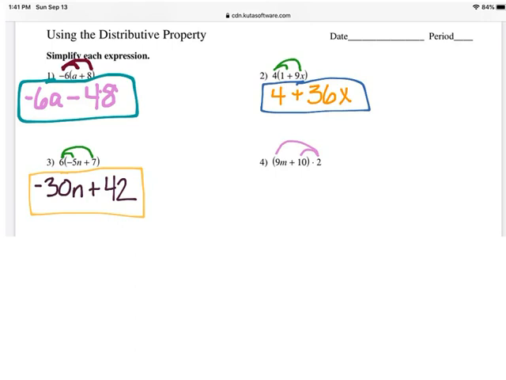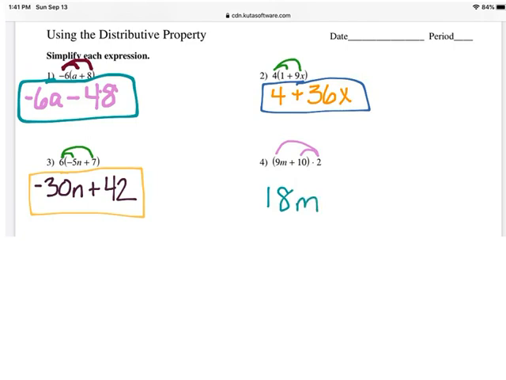The dot there, in case you're confused, is a multiplication symbol. Some textbooks use it, some worksheets. I don't love it. I would prefer just the number next to it without a dot, but that's okay. So distribute the 2 to the 9m and the 10. So when you do that, we're going to end up with 2 times 9m is going to be 18m.